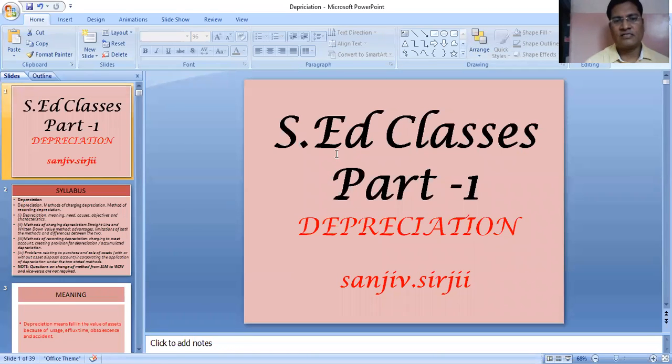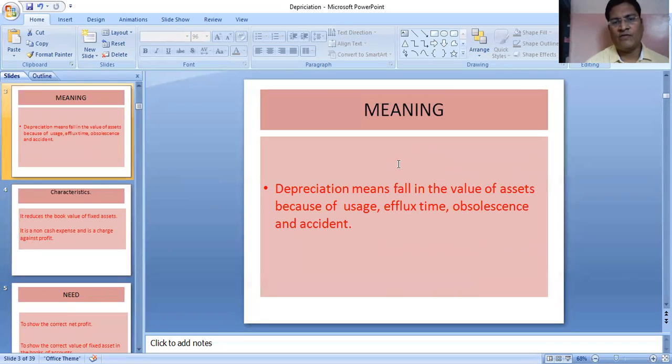Good morning, students. A new chapter, depreciation. First of all, you should know the meaning of depreciation. Depreciation means fall in the value of assets because of usage, efflux of time, obsolescence, and accident.